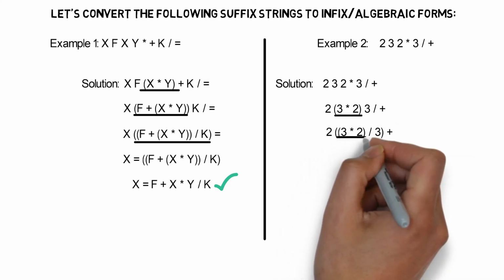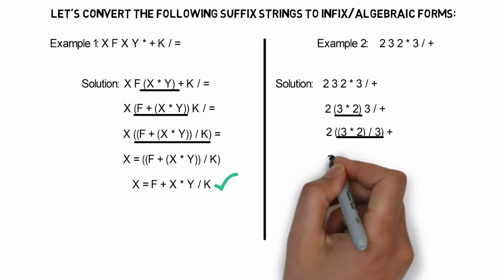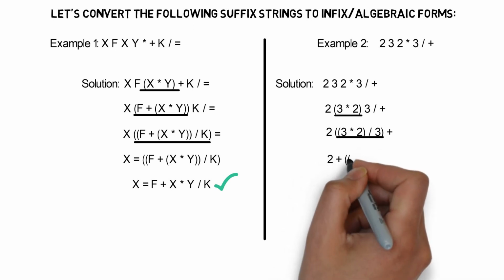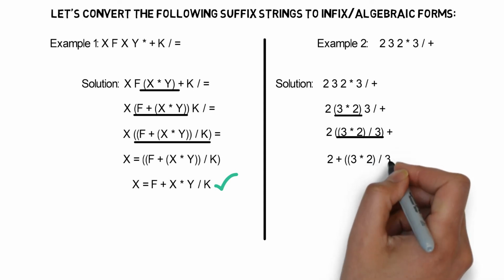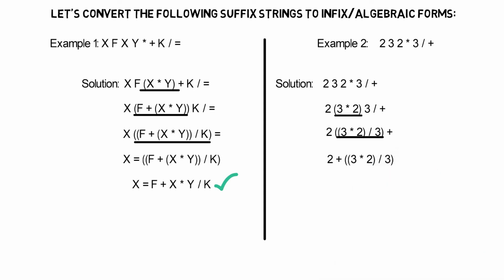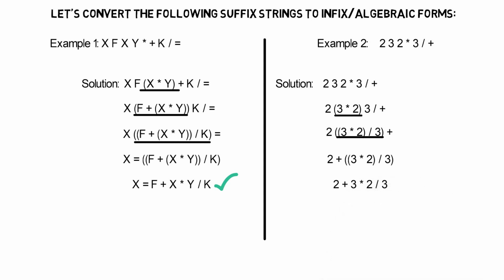So we have 2 all into bracket 3 times 2 slash 3 plus. Finally, we may place the plus sign between 2 and all into bracket 3 times 2 slash 3, so that we can have 2 plus all into bracket 3 plus 2 slash 3. You may want to remove the brackets.